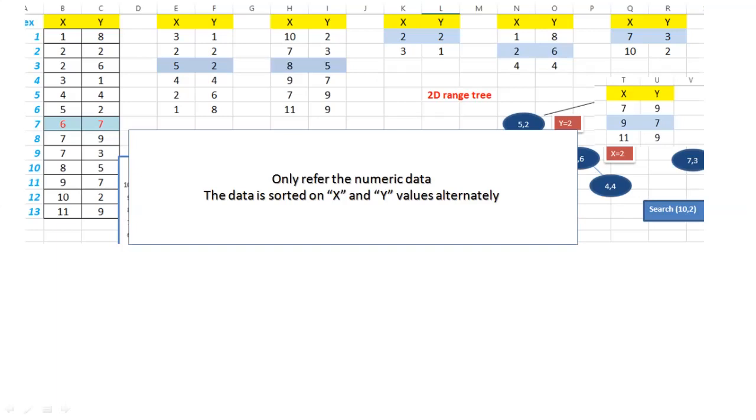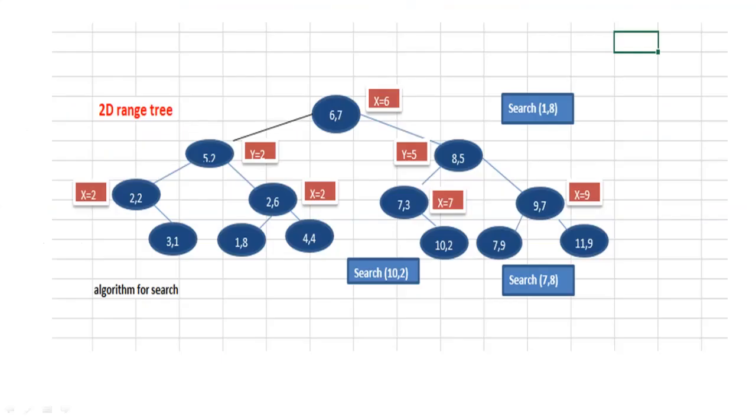So the next medians we get are 5, 2 and 8, 5. So 5, 2, because it is present to the left of the partition space, becomes the next root of the left subtree, and 8, 5 becomes the root of the right subtree.